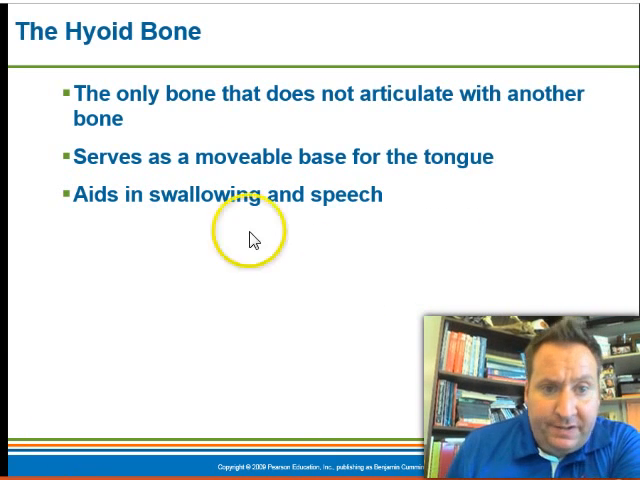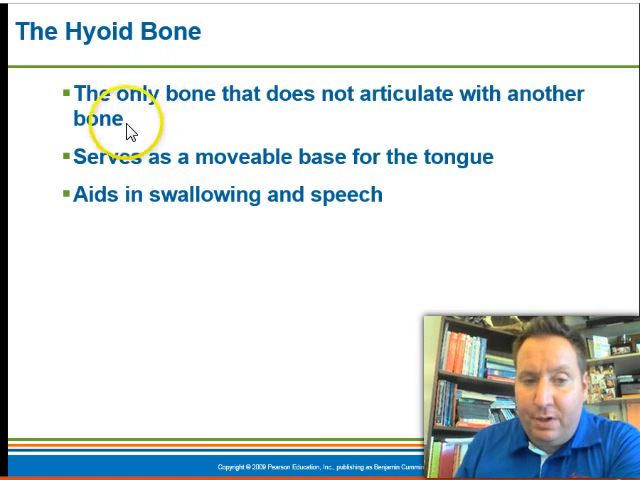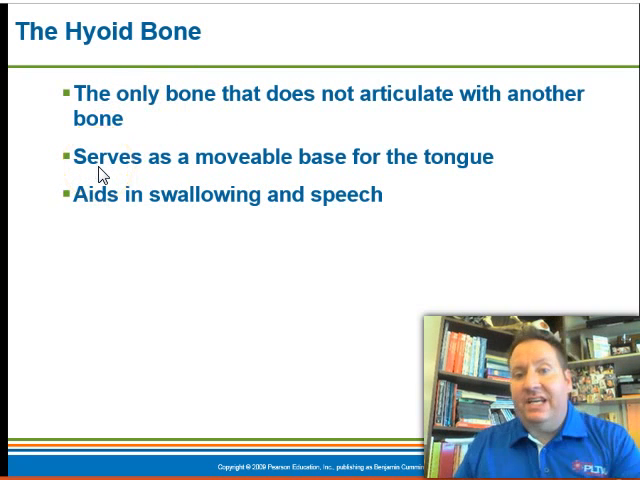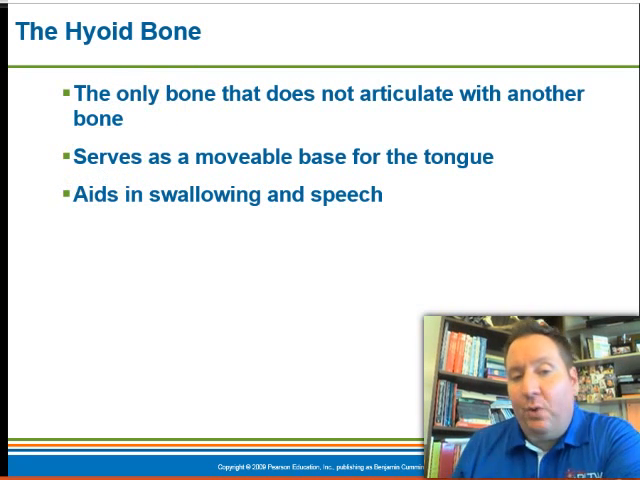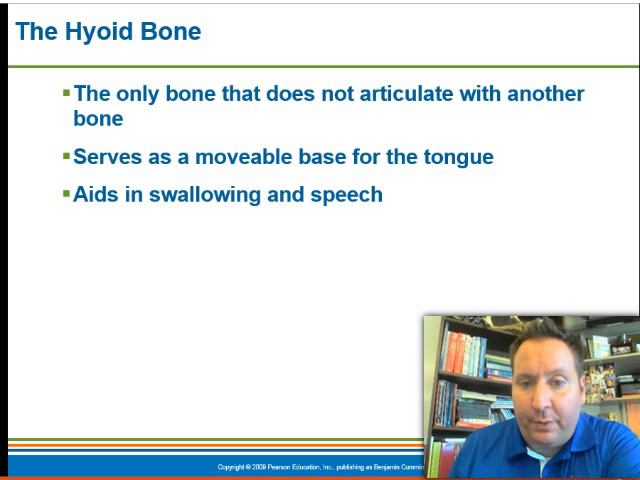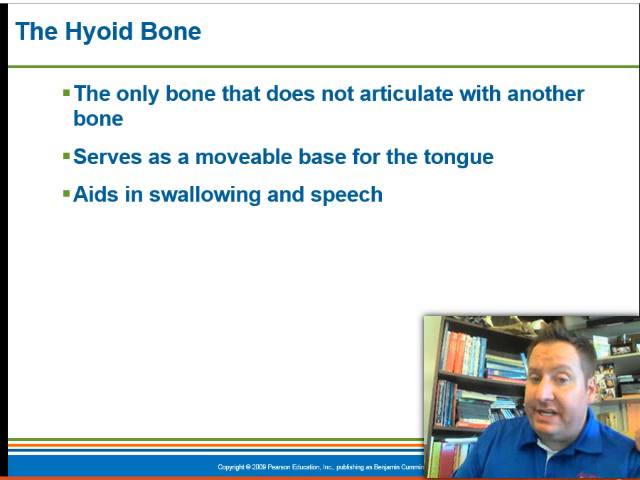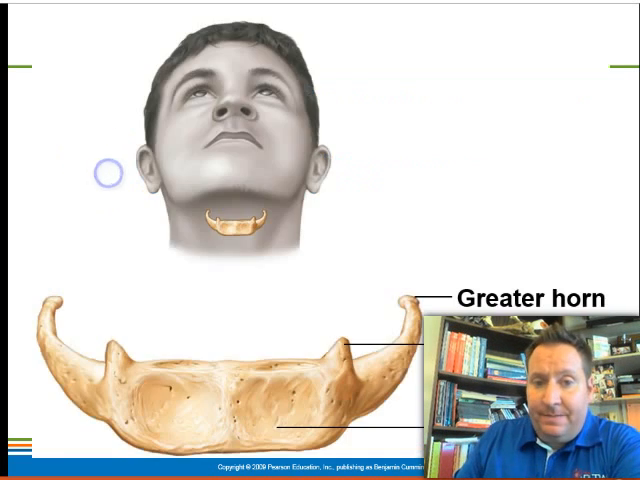There is one bone of your skull that doesn't articulate with any other bone. It serves as a movable base for the tongue. It's called the hyoid bone. It's going to aid in swallowing and speech. It also serves as an area of attachment for your tongue.